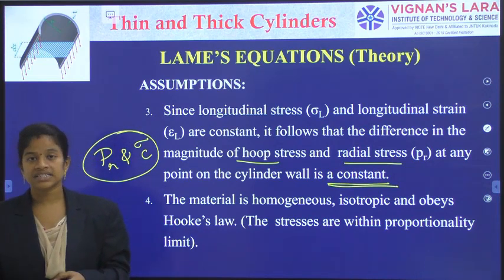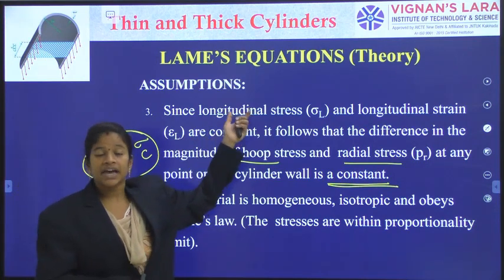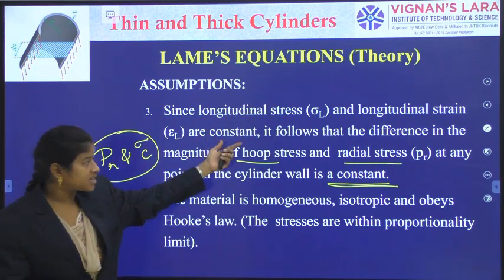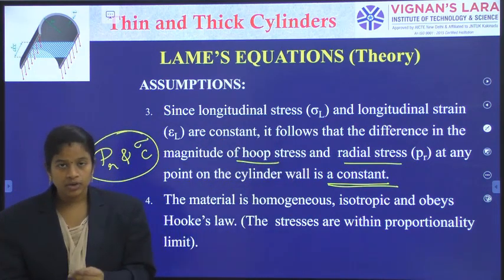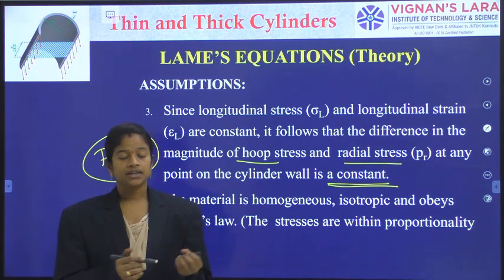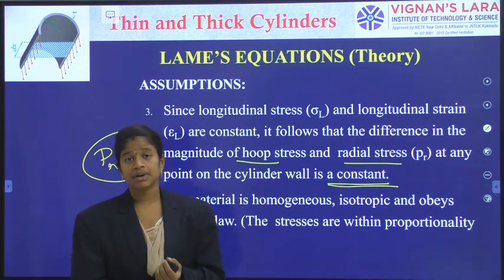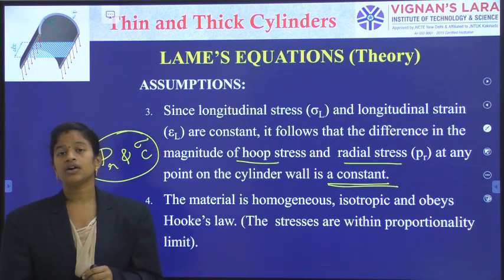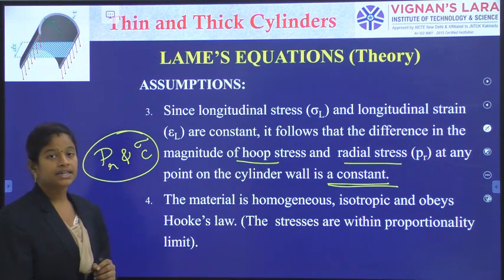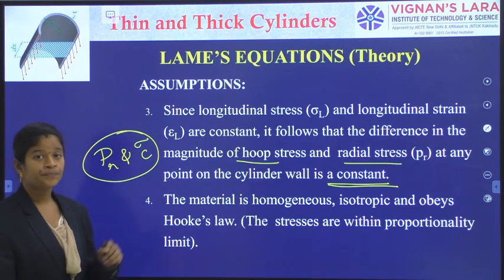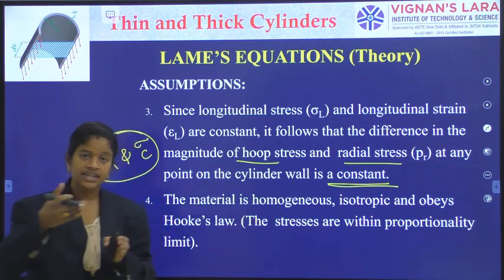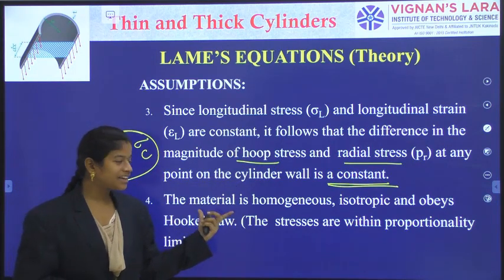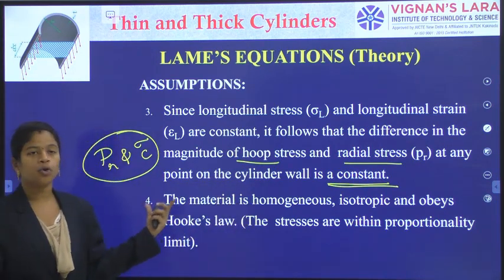Now the third assumption is, as the longitudinal stress sigma L and the longitudinal strain epsilon L are constant, we can say that the difference between PR and sigma C, the difference between the hoop stress and the radial pressure, is also constant. That's why the difference is maintained constant so that the strain is not changing. And then the material is homogeneous, isotropic, and it is obeying Hooke's law.